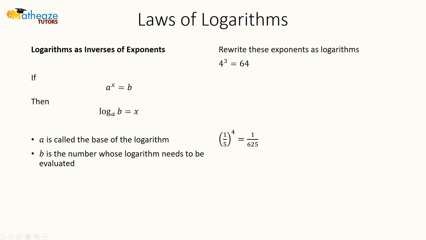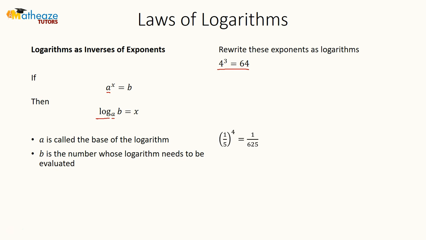So logarithms are seen as inverses of exponents. With exponents, we have a situation where a to the power of x is equal to b. When you write it as a logarithm, you have log to base a of b equal to x. Notice that a is your base here, and it is also your base for the exponent. So a is called the base of the logarithm, and b is the number whose logarithm needs to be evaluated.